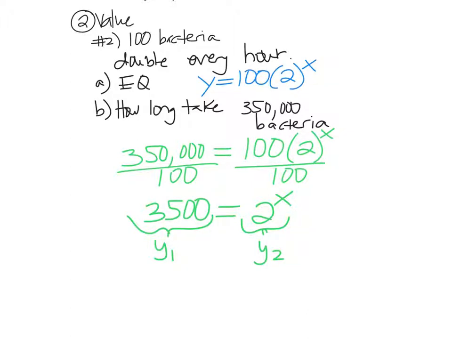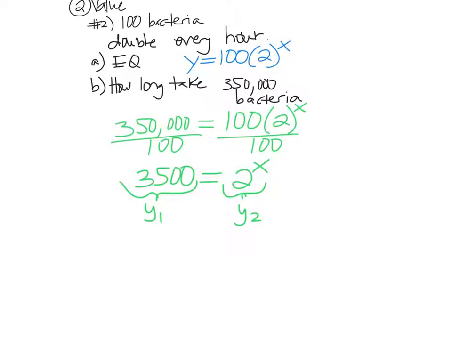Minus 3,500? Minus it from where? Oh, and then set it equal to 0? Yeah, you can do that. I kind of like this way a little bit better because I know I need 3,500. So I'm going to go with 3,500 for y1, and y2 is 2 to the x.